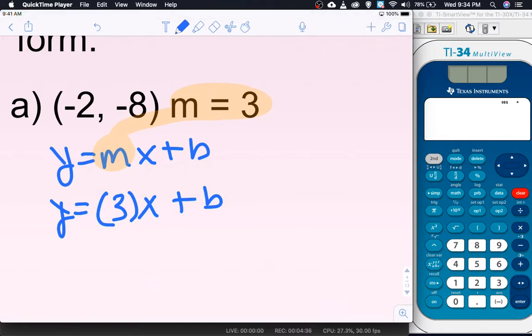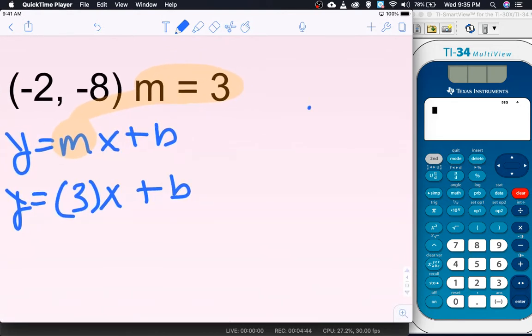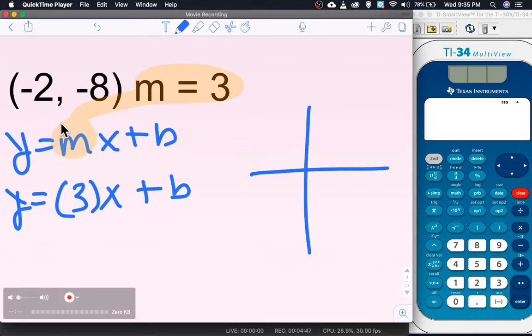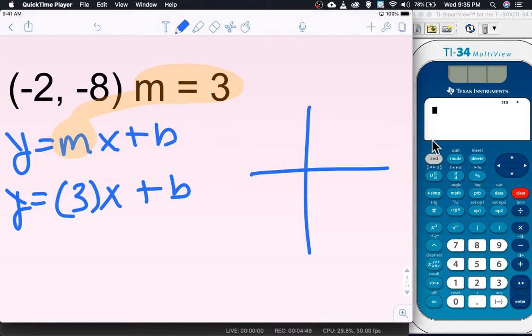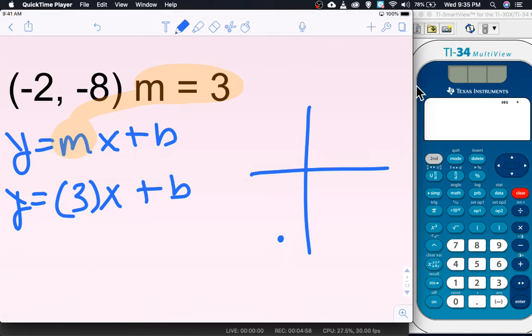Now, there's a couple strategies we could use. One strategy is we could literally just take a piece of graph paper. I'm going to sketch it for now. I could plot the point (-2, -8), somewhere down there. I could then graph the slope like we did in the previous lesson and maybe even the lesson before that. I move the way the slope tells me to move, and it would be a slope something like that. And then I can find my y-intercept. That works. All you'd have to do is ask for graph paper.